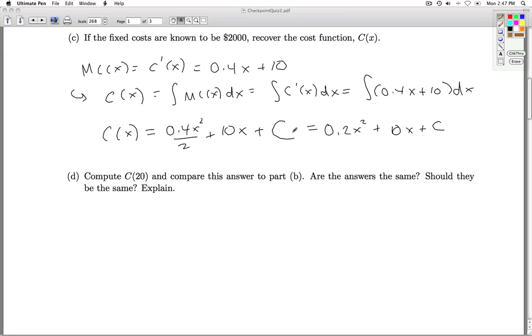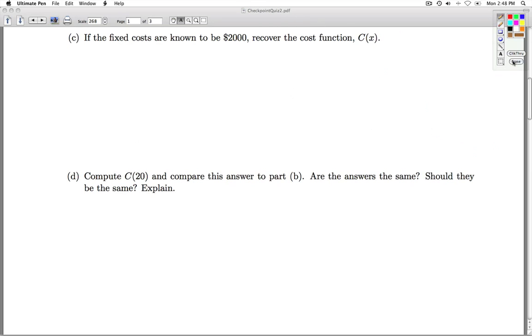The question is, which one of these is the cost function we want? Well, we go back to this. Fixed costs are known to be $2,000. Fixed costs are the cost when x is 0. So if you remember back to Applied Calc 1, all the stuff with the x in it is the variable cost. So this is then the fixed cost. So the fixed costs are $2,000. So we get C of x is 0.2x squared plus 10x plus 2,000. And that's our final cost function.